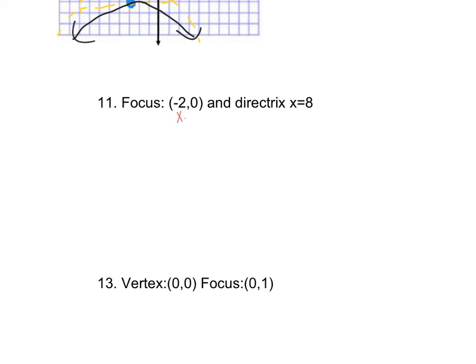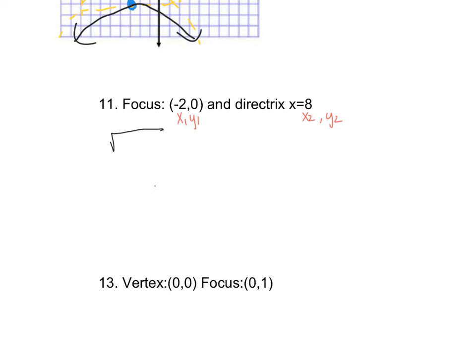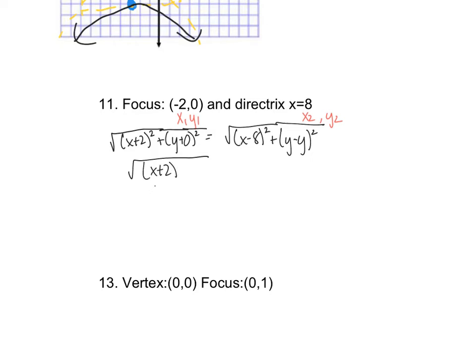Alright, so this time this is my x1, my y1, this is my x2, and I'm missing y2. So let's use the distance formula. It's the square root of (x plus 2) squared plus (y plus 0) squared equals the square root of (x minus 8) squared plus (y minus y) squared. So this is (x plus 2) squared plus y squared equals (x minus 8) squared.